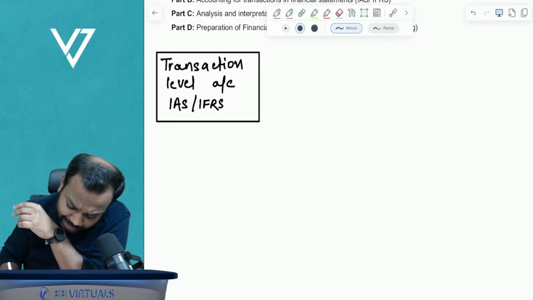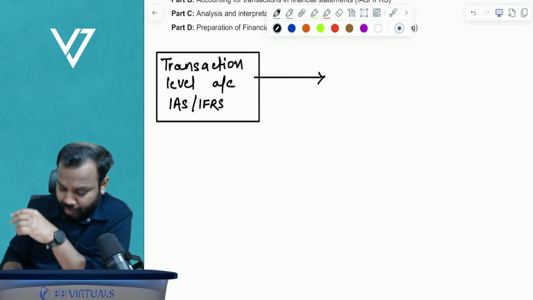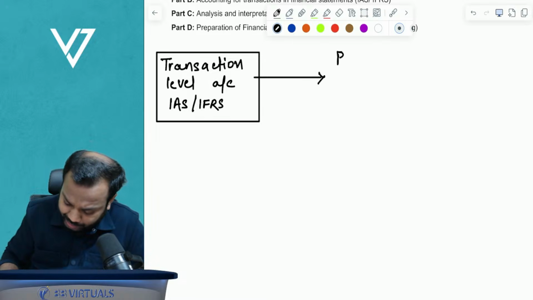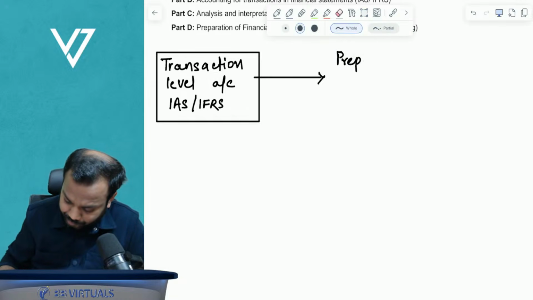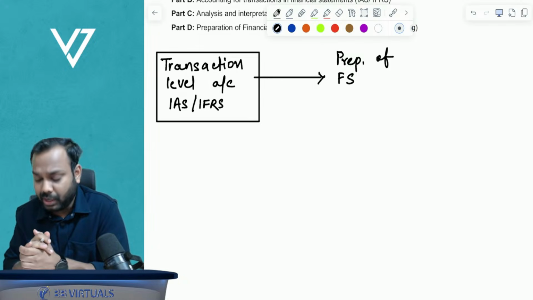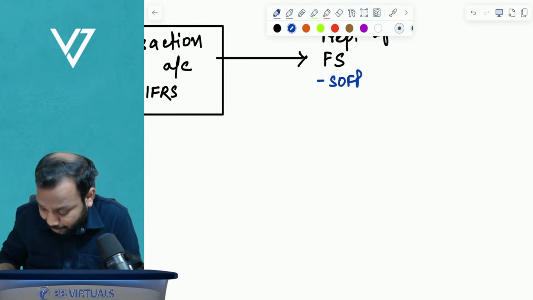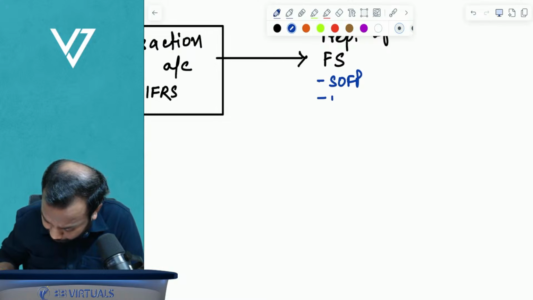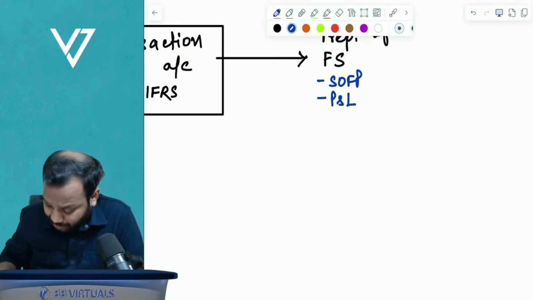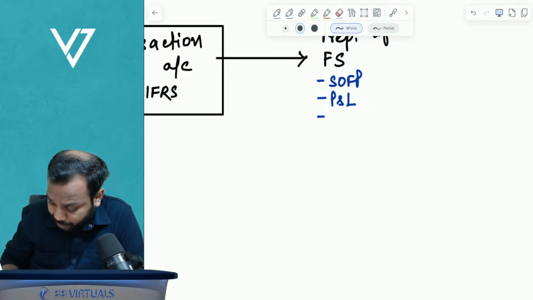Now from this transaction level accounting, we will make financial statements. I'll write here: preparation of financial statements. When I say financial statements, I mean the statement of financial position, profit and loss, and statement of cash flows.